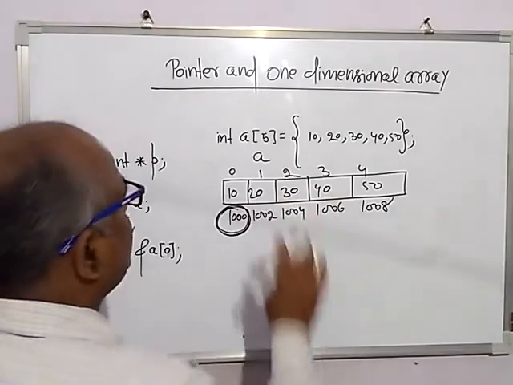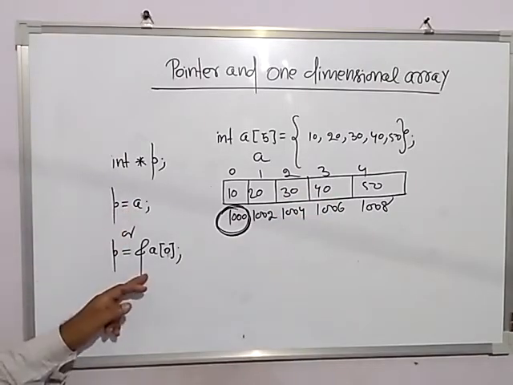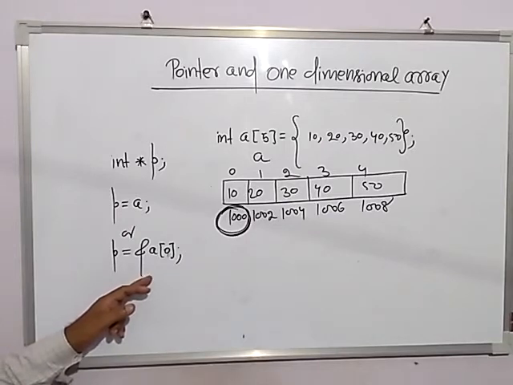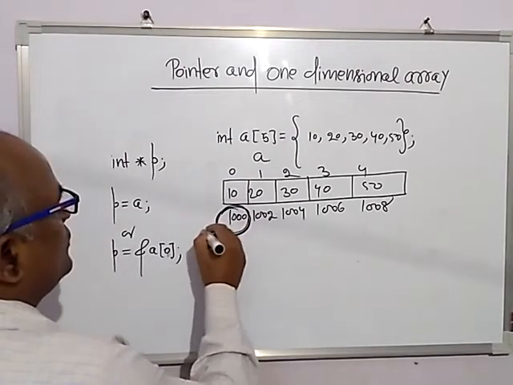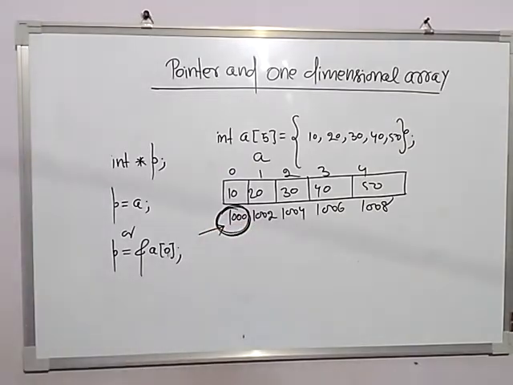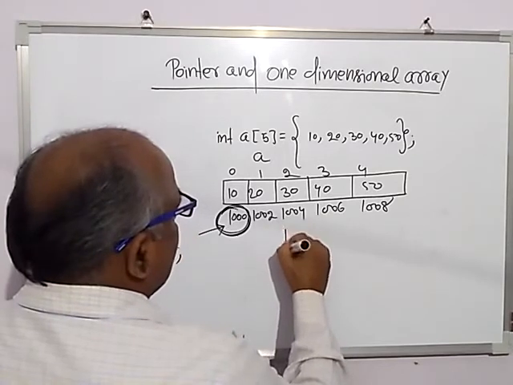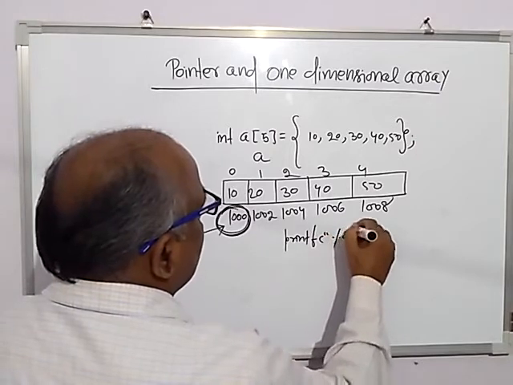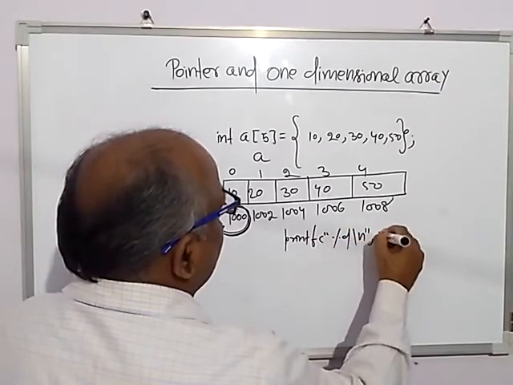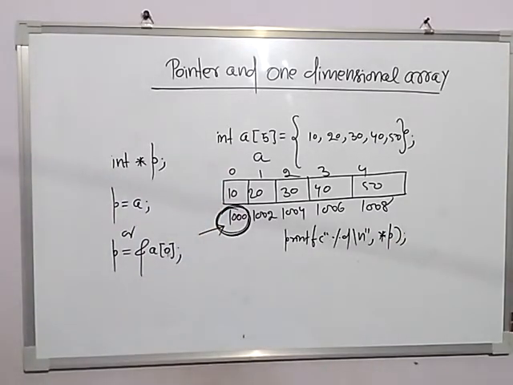If an array is given, either you can assign the name of the array or you can assign the address of the first element of the array to the pointer. Now p equals 1000, so p is the pointer which points to the starting address of the array. Now if you want to access this element, you can write printf("%d\n", *p). The value at 1000 will give 10.